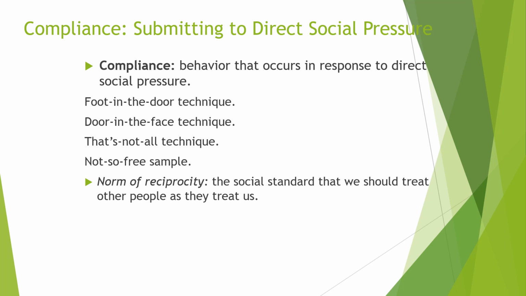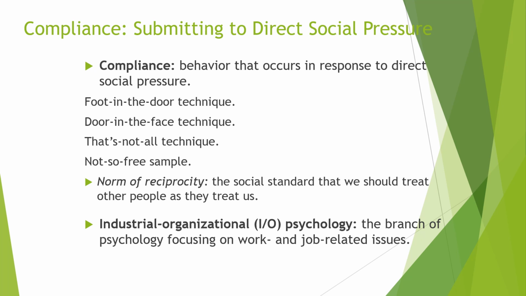Now, the branch of psychology which is industrial organizational psychology, or IO psychology as it's more commonly referred to, is the branch of psychology focusing on work and job related issues. So it goes along with a lot of these things that we're talking about: worker motivation, satisfaction, safety, and productivity. And so this compliance and promoting compliance and not so free and all of that stuff all goes along with this industrial organizational psychology.